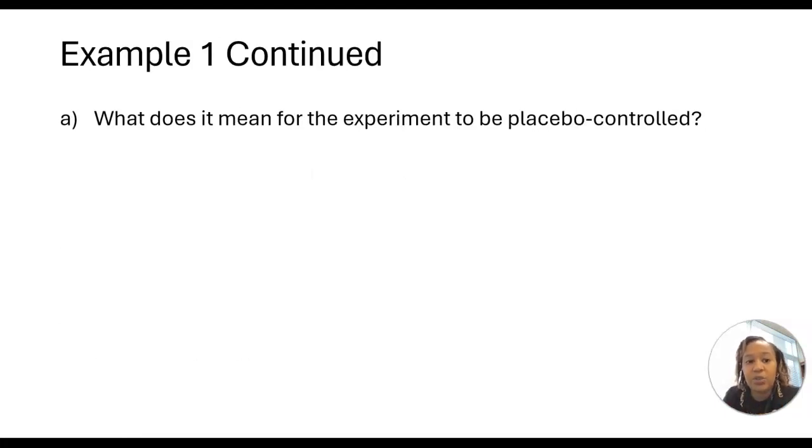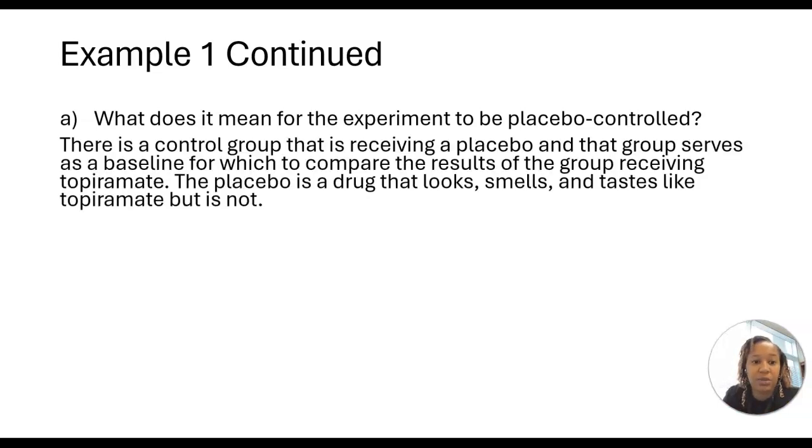The first question is, what does it mean for the experiment to be placebo-controlled? So placebo-controlled means that there were two groups. One group got the drug topiramate and the other group got a placebo drug. That's basically what this is saying. The control group is used to compare the group that receives the treatment. And the placebo, again, is a drug that looks, smells, and tastes like topiramate, but it's not.